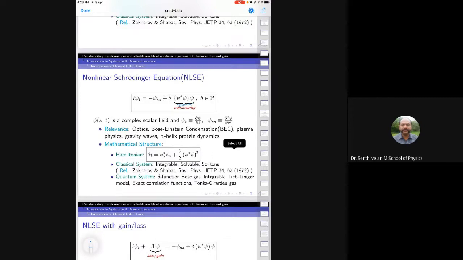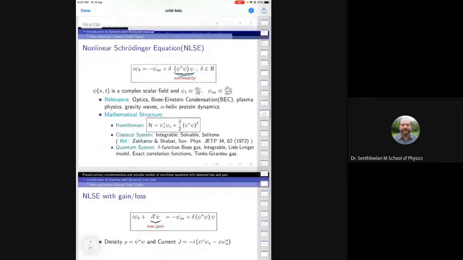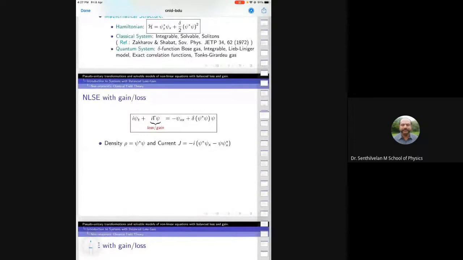There are very few models we find exactly solvable. We may find integrable ones, but finding an exact solution is not easy, and then we calculate the quantum correlation function. So you understand how important this nonlinear Schrödinger equation is from the viewpoint of classical mechanics as well as quantum systems. Now, how do I take this nonlinear Schrödinger equation with some gain and loss term?